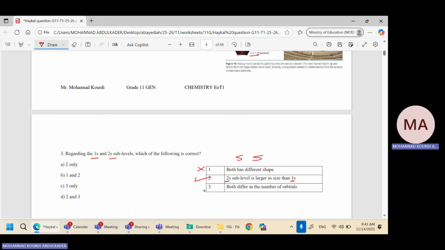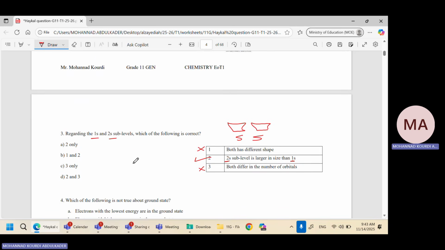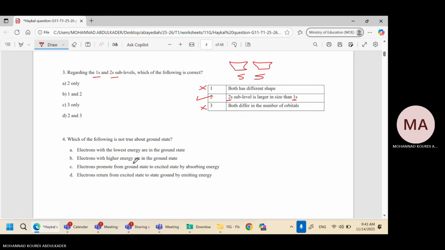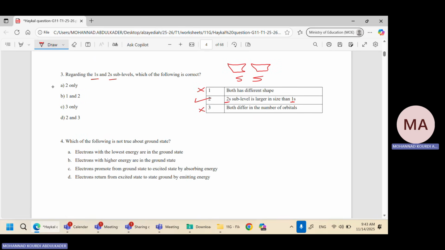Both different in the number of orbitals? No, because each one of them has one orbital and can fit only 2 electrons. So the answer will be only 2.